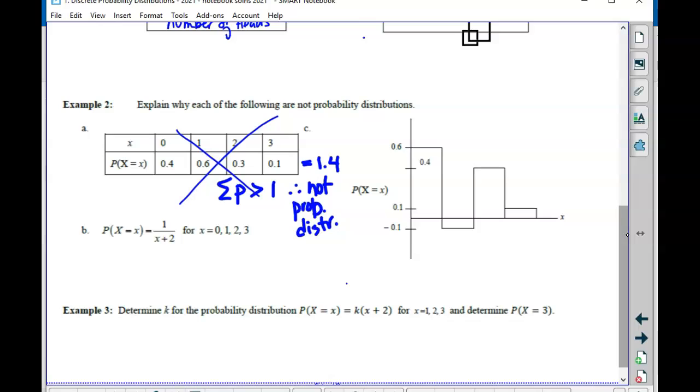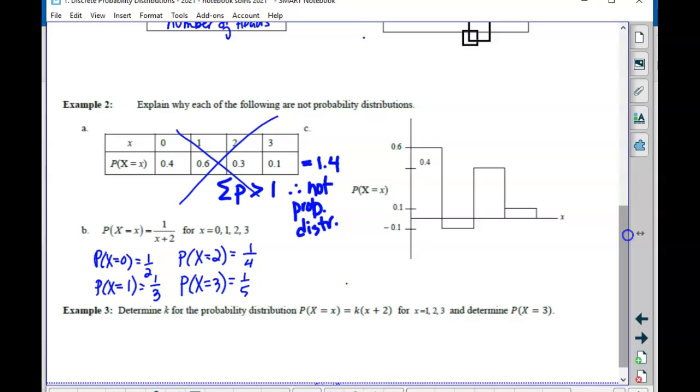So here, when x is 0, what's the probability? So probability of x equals 0 is 1/2. Probability of x equals 1 is 1 over 1 plus 2, so 1/3. Probability of x equals 2 is 1/4. Probability of x equals 3 is 1/5. Okay, so you can probably tell that it's not going to equal 1. But you can do it in your calculator or find a common denominator.